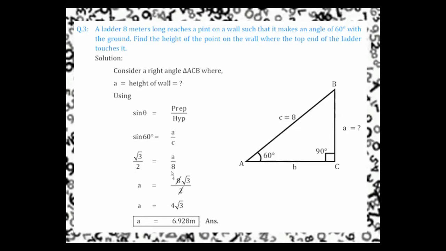Now we will simplify it. 8 is dividing here, change its side and it will become multiply. So the equation becomes A is equal to 8 times root 3 upon 2. Now we will cancel these two numbers. 2 ones are 2 and 2 fours are 8. So A is equal to 4 root 3. Now when you multiply 4 with root 3, you will get A is equal to 6.928 meter. This is the height of the perpendicular, or A, that is 6.928 meters. Now move towards the next question.